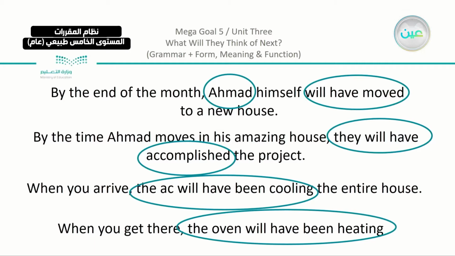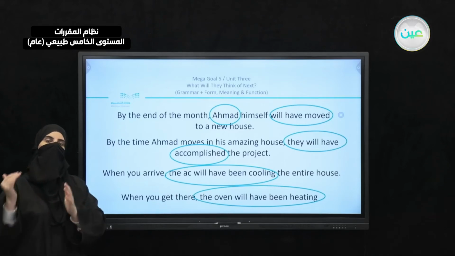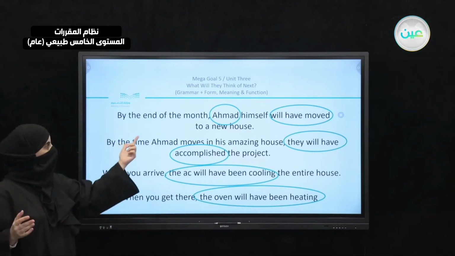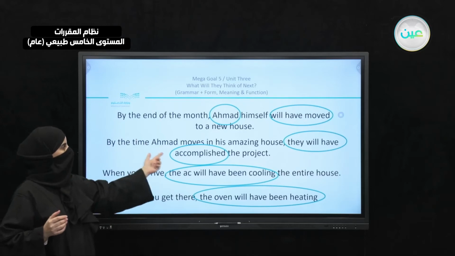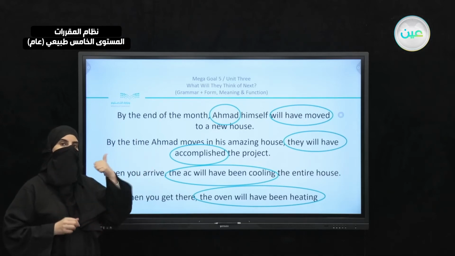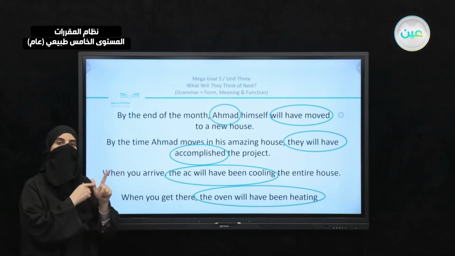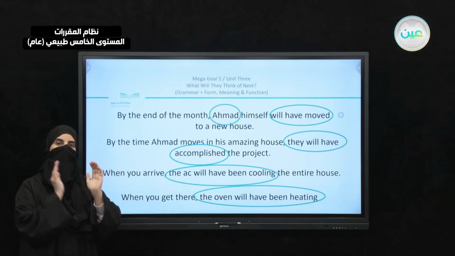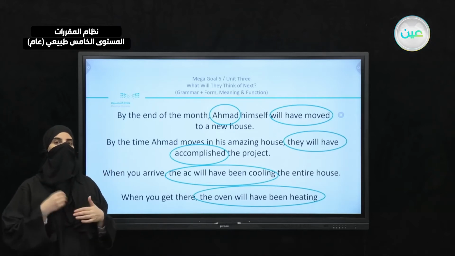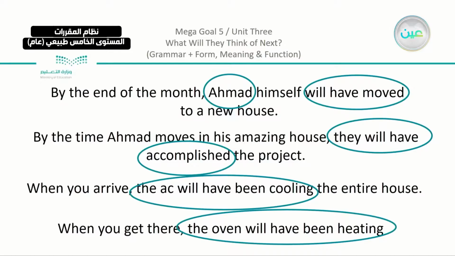Now, in the two first examples, you can see that we have will, and then we have have, and then we have the verb, which is the past participle. You can see that we have here moved, and also we have accomplished. Note that Ahmed is singular, and we have here they is plural, and both of them use the same helping verb, which is have. So when you are using the future, just remember that it is different from the present. There is no has. You're just going to focus on using have with either the simple or the progressive.